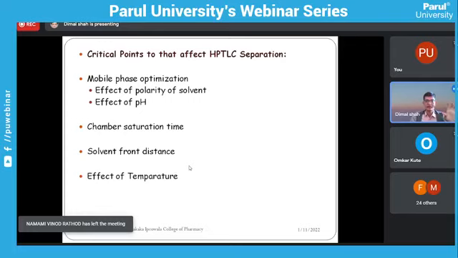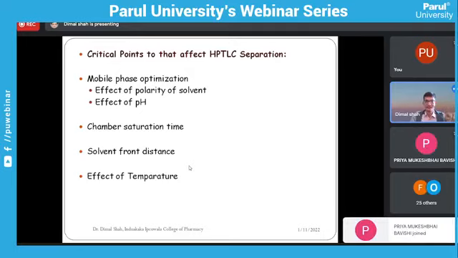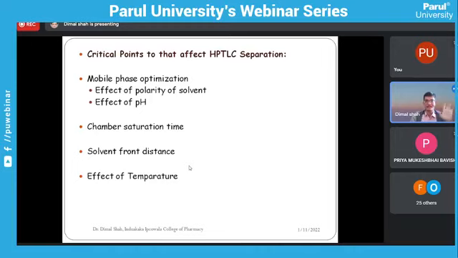And if I am having a 10 centimeter plate and I am providing 10 centimeter height for the separation, it means that my sample can run up to 10 centimeter. So I am providing more area for the separation. I'll get better separation in that condition. Okay. So what is the solvent front distance you are providing? If I am providing 6 centimeter, my sample will get only 6 centimeter to get separated. And if I am providing 10 centimeter, my sample will get 10 centimeter to get separated. So solvent front distance also plays an important role.